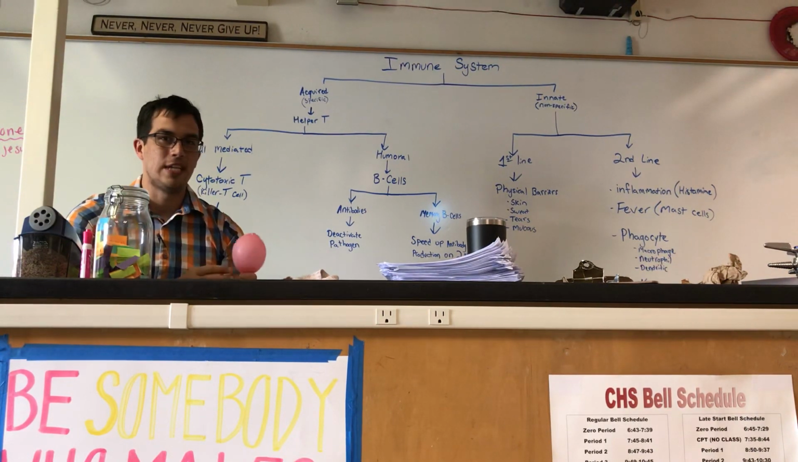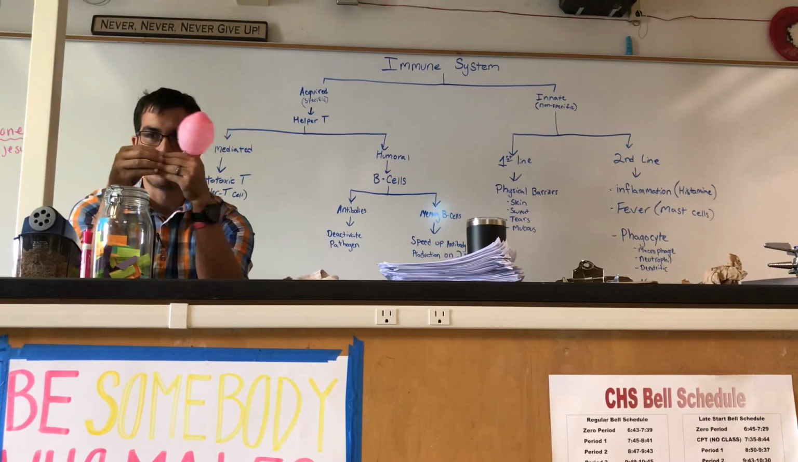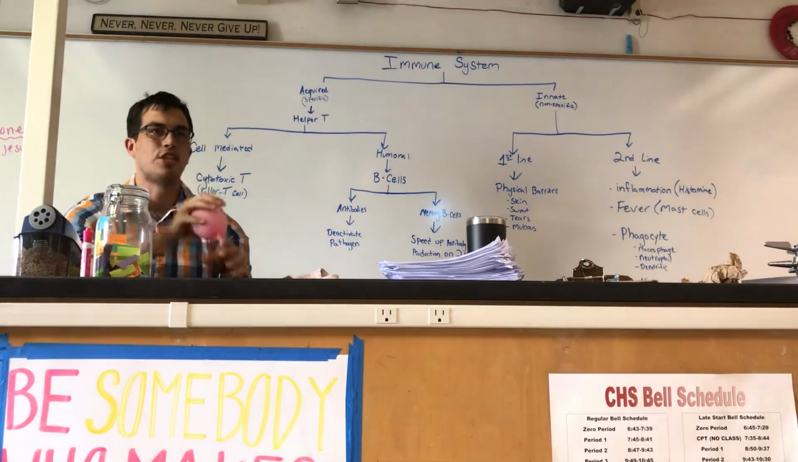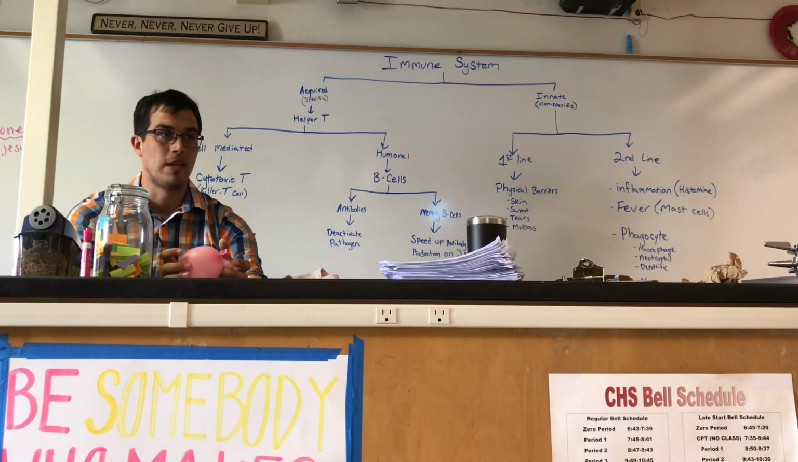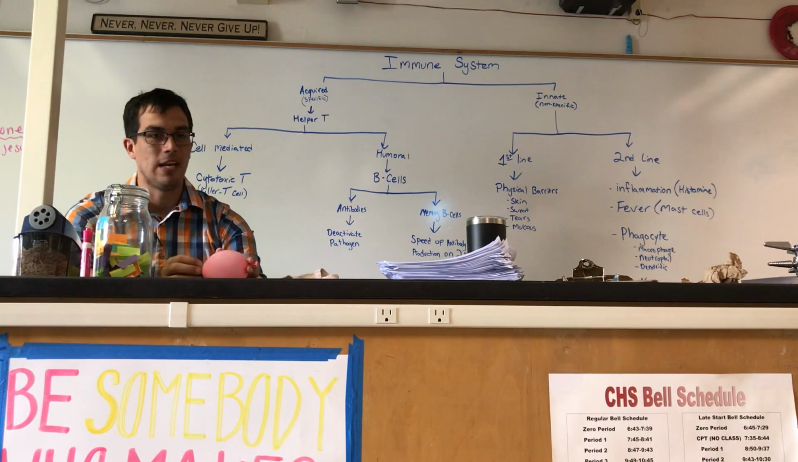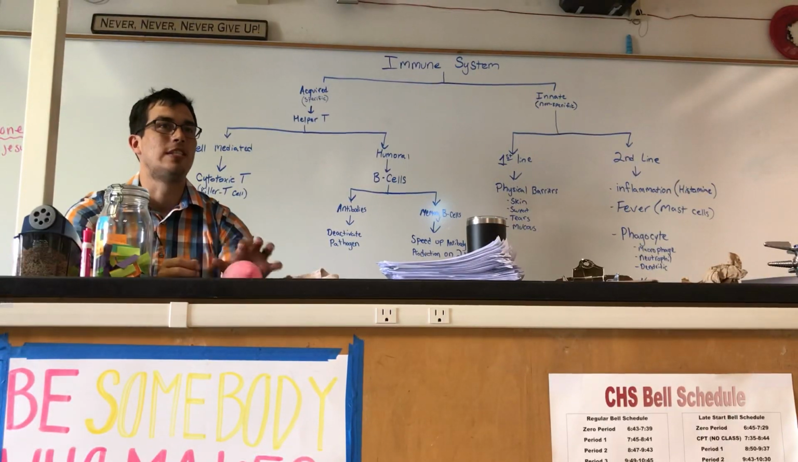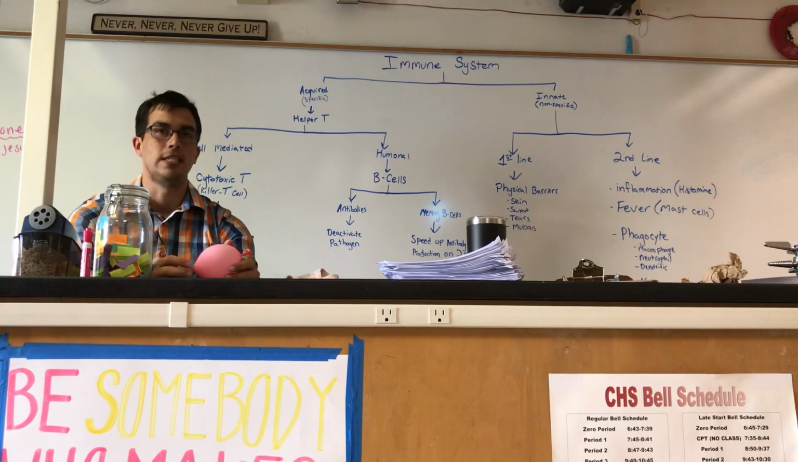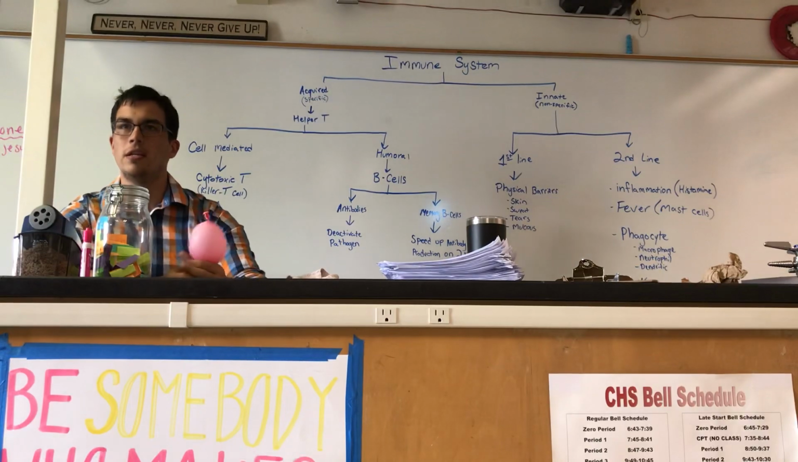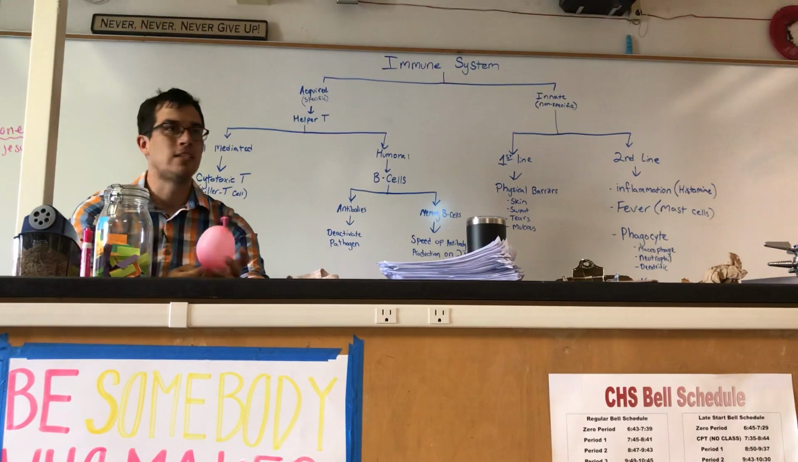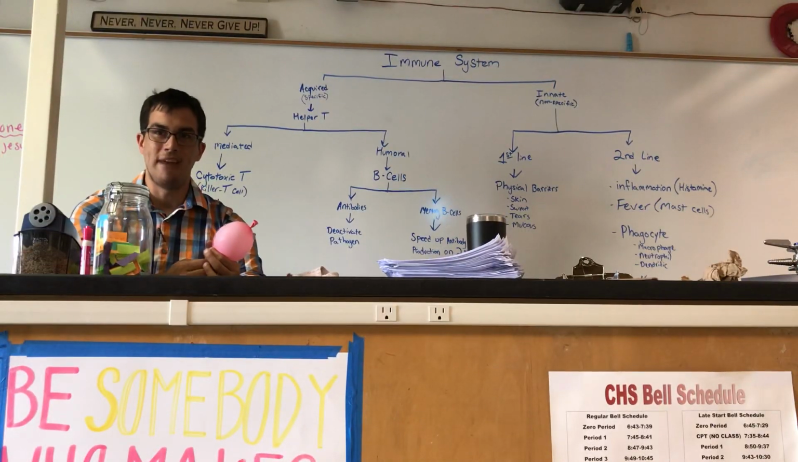So helper T cell is going to bind with that antigen that's presented on the outside. And it's going to do one of 2 things. It's either going to stimulate the cell-mediated response or it's going to stimulate the humoral response. If it stimulates the cell-mediated response, it's going to make something called cytotoxic T cells or killer T cells. Meaning if that cell is infected, death to you. I'm going to kill you. All right? Because it doesn't want that cell just sitting there making like a factory.